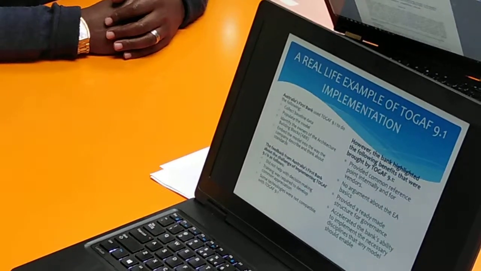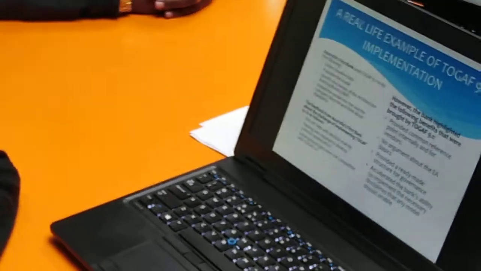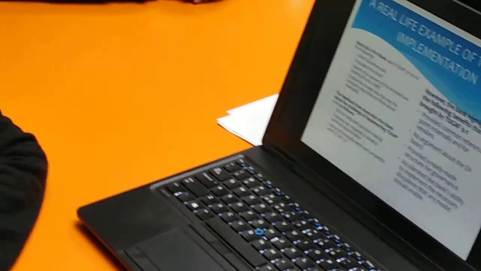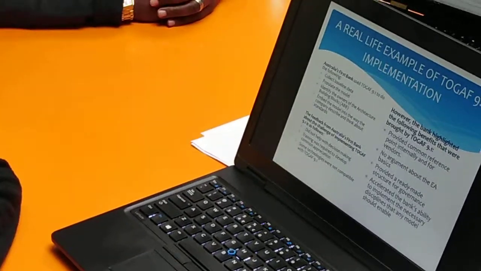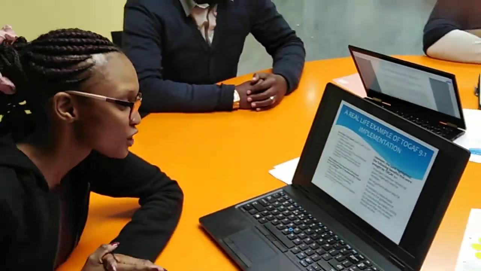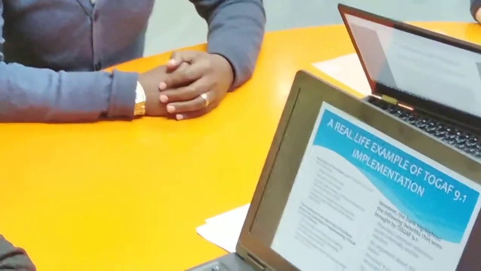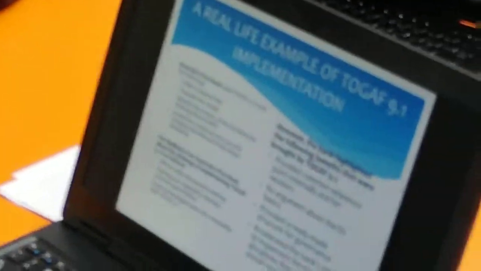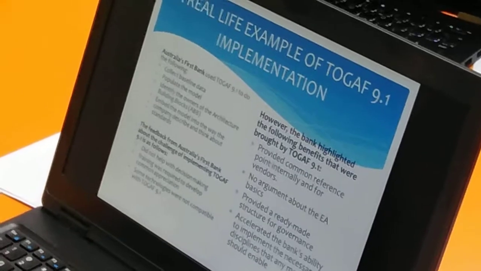The real-life example for the TOGAF 9.1 framework: it was used in Australia's first bank, and they used this framework to collect baseline data, to populate the model, identify the owners of the architecture building blocks, and to embed the model into the way the company describes and thinks about the standards.